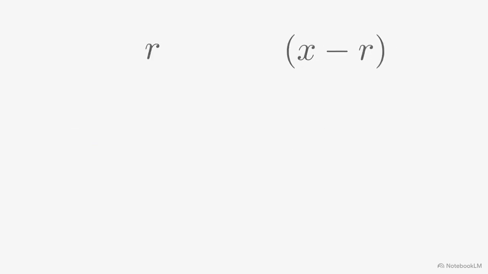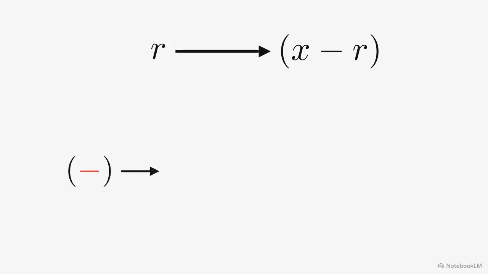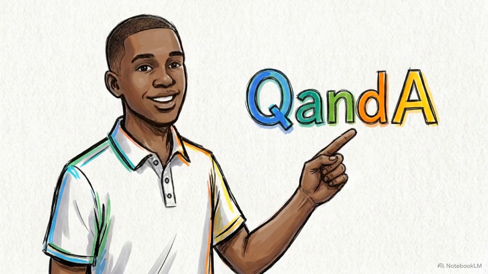As you prepare for your exams, remember this core relationship. The root r always translates to the factor x minus r. A negative root results in a positive factor sign, and a positive root results in a negative factor sign. You have done an excellent job working through these fractional expressions.